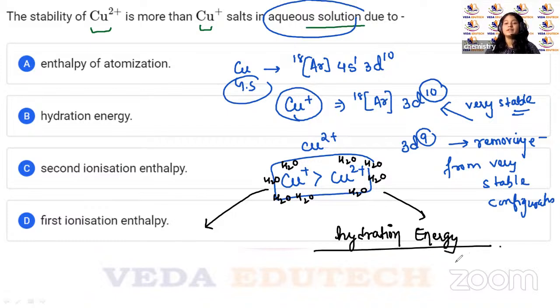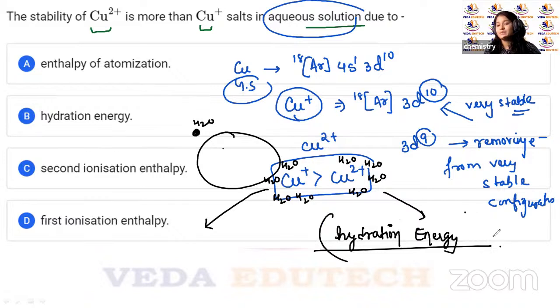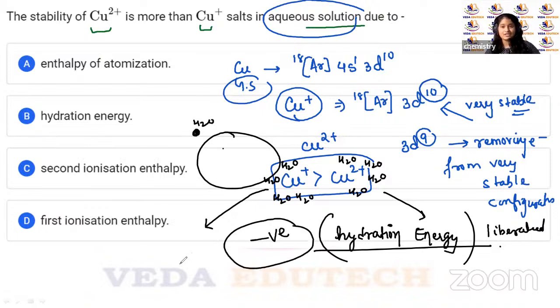Now what happens, children, when the ion is smaller? We know that more water is going to surround it. You can think of it that way: there is a smaller dot here and a larger dot here. So obviously, here fewer water molecules and here more water molecules are going to surround. That means more hydration energy is being liberated here. Liberated. So can I say that this is negative hydration enthalpy? This is negative hydration enthalpy. We are getting this much amount of energy.